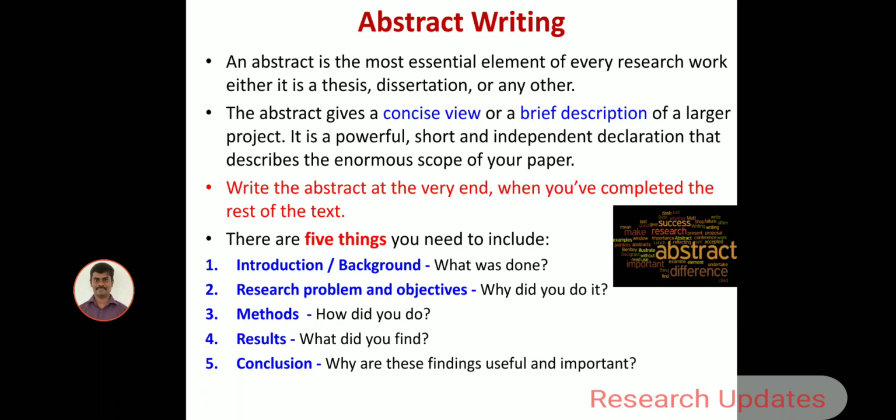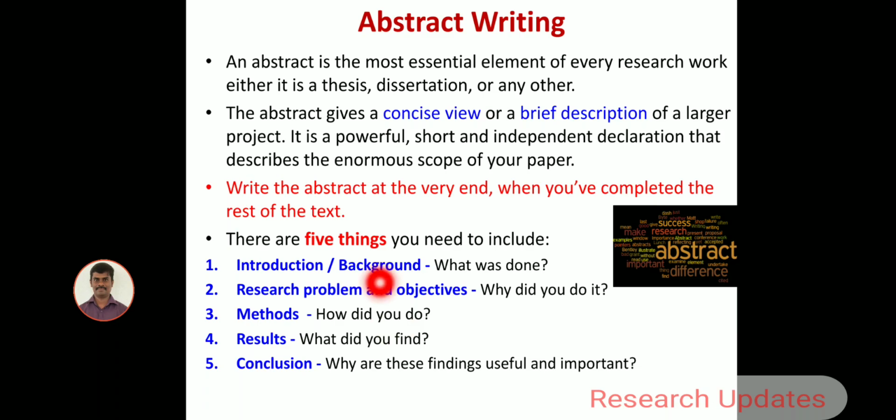To start with, the first one is the introduction or the background. In this, you have to explain what was done earlier in other studies. So this should be given very briefly. Coming to the second, your research problem and the objectives. Here you have to tell why you did the research or the project. The third is the method. In the method, you have to explain how you did the study or the research.